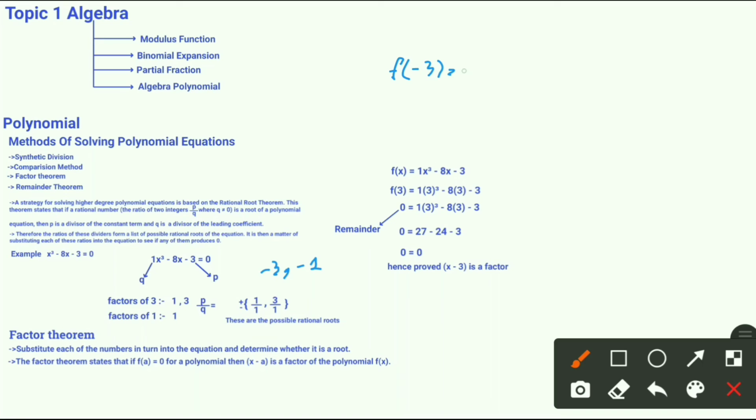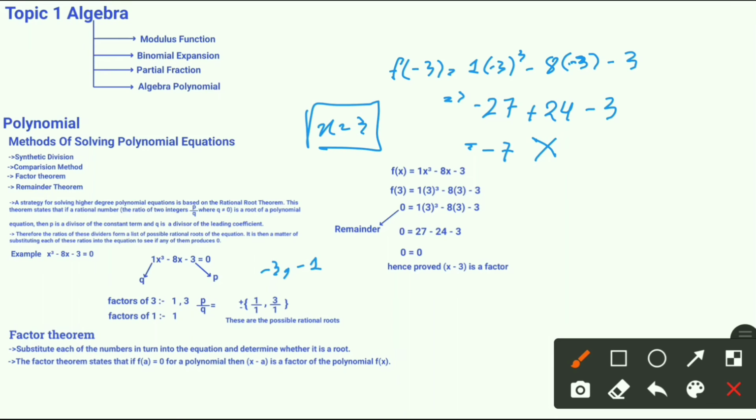If I put minus 3 in, minus 3 cubed is minus 27, positive 24, minus 3, then it's going to be minus 7, which is incorrect. Okay, so x equals 3 is a factor.